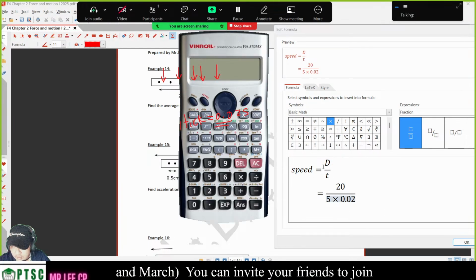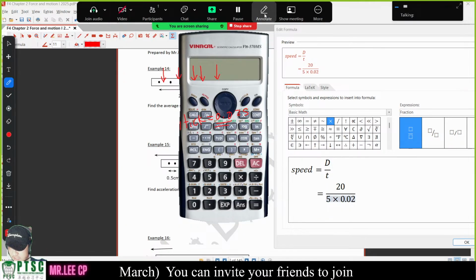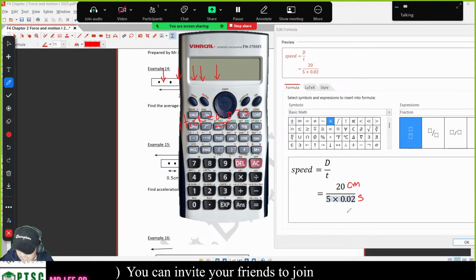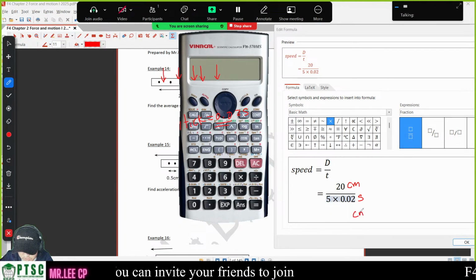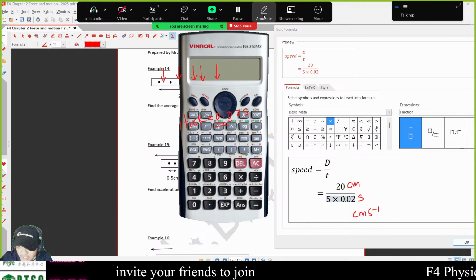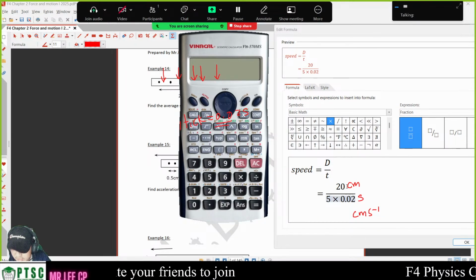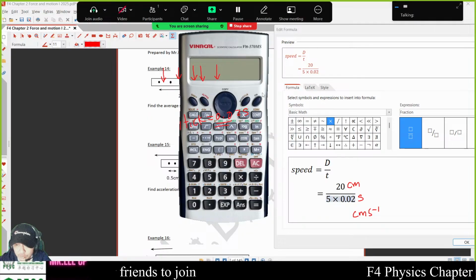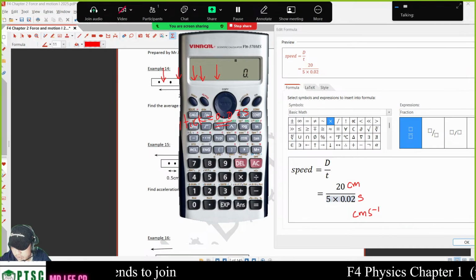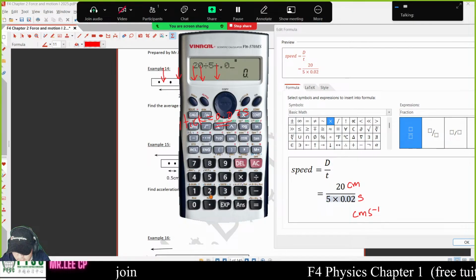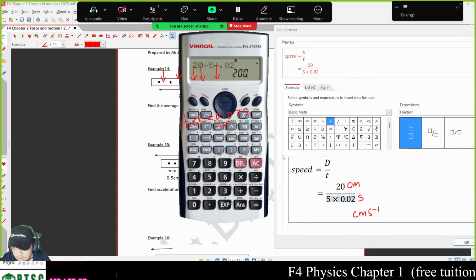Okay. What is the unit here? 20 cm, and this is seconds. So your unit is cm s^-1. But you can change it to meters. If you want to change it to meters, you divide by 100. You can do it later also, no worry. So 20 divided by 5, divided by 0.02, you will get 200.